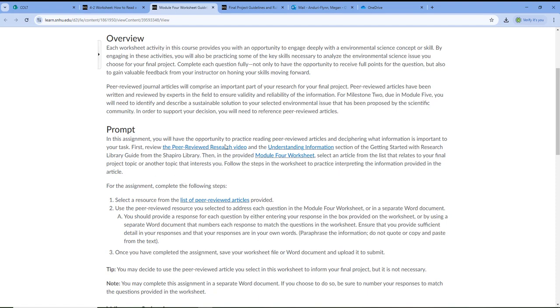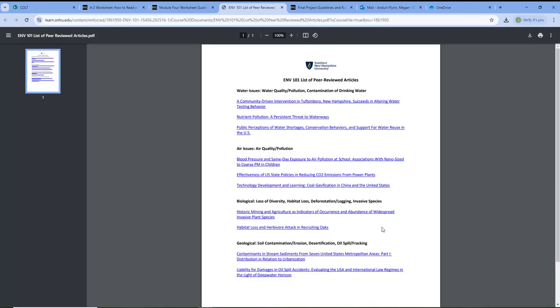Okay, so in the assignment, you're going to watch a video from SNHU on peer-reviewed research, and then go through the Shapiro Library Understanding Information section. And then you're going to choose a peer-reviewed article to review. So we do have a list of peer-reviewed articles provided. Okay, so you can choose whichever environmental issue that you're writing your paper on and narrow it down to one of these.